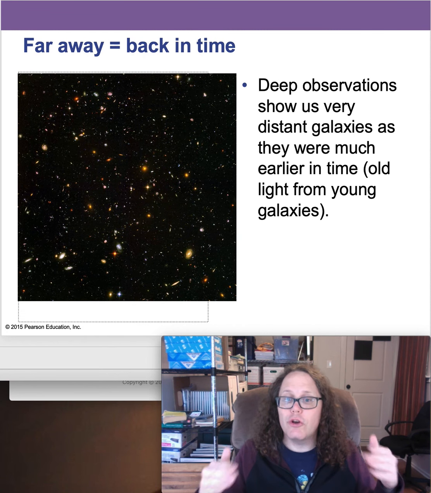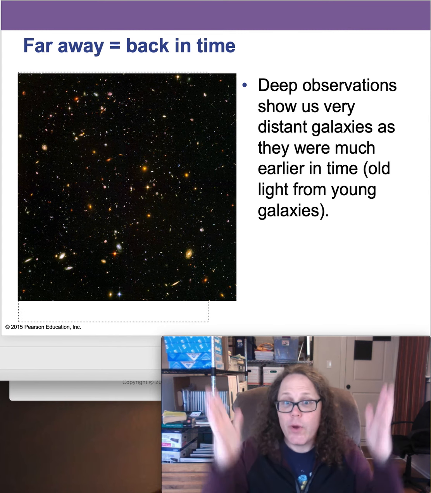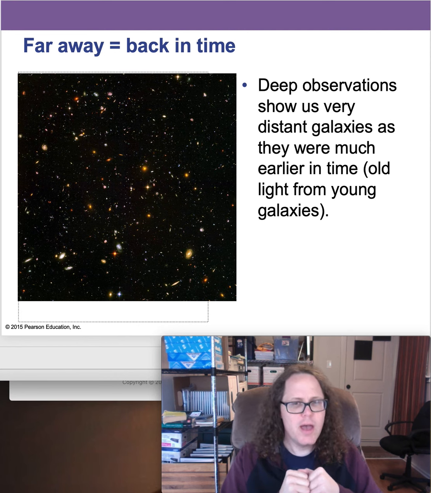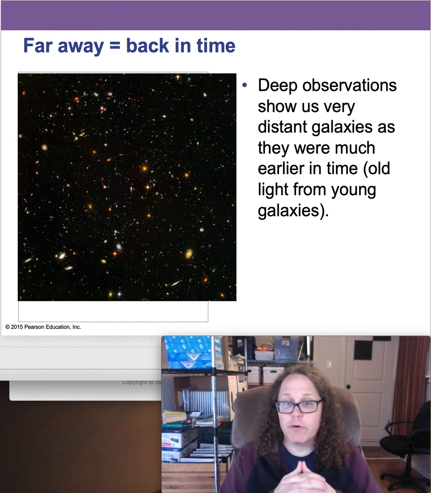Remember that to look far away is to look back in time because it takes light time to get here. Light travels very quickly by human standards, 186,000 miles per second across this room. That's very fast on Earth, but it's very slow in space. It just creeps along. It's taken almost 14 billion years for light from the first galaxies to reach our telescopes.